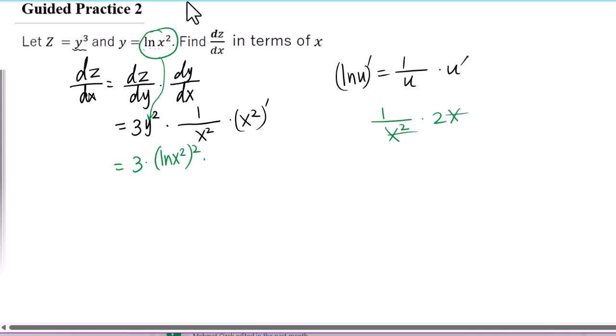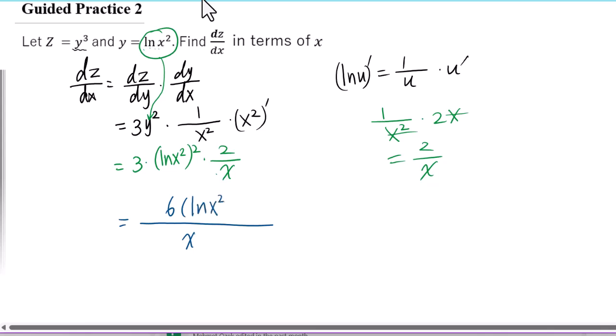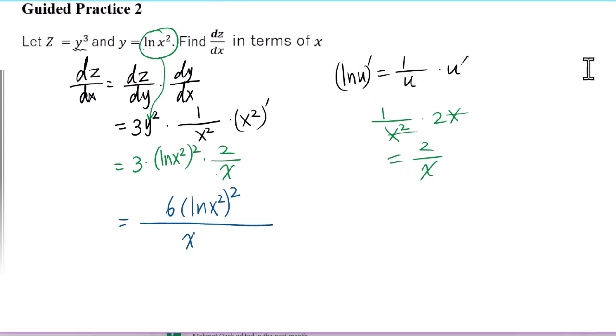Reduce, 2 over x. Organize denominator x. 2 times 3 is 6 times natural log of x squared. This way is much easier than the previous one.